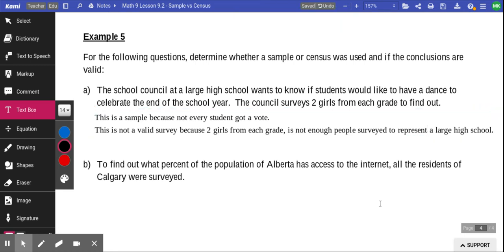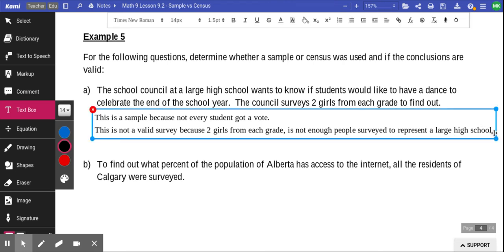Right? Imagine if we did that for our school and we said, okay, let's see if we have a dance at the end of the year or not. And I only asked 2 grade 9s, 2 grade 10s, 2 grade 11s, and 2 grade 12s. That's 8 people giving a whole say for our school, which is hundreds of people. That's not enough people. There is a second issue with the validity of this.